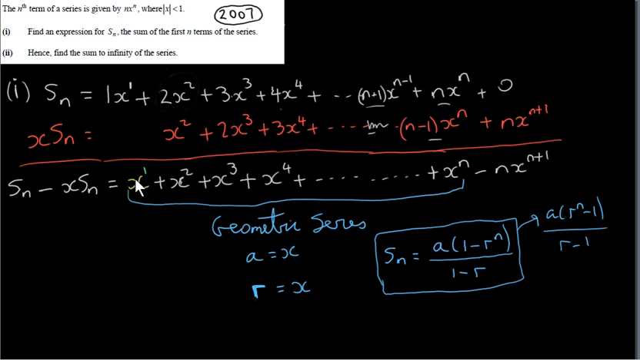So we have n terms here. See, the first term is x to the power of 1. Then we have x to the power of 2. The nth term is x to the power of n. So there's actually n terms in this part. So Sn is a, which is x, times 1 minus r, which is x to the power of n. So we have n terms. And we divide by 1 minus x.